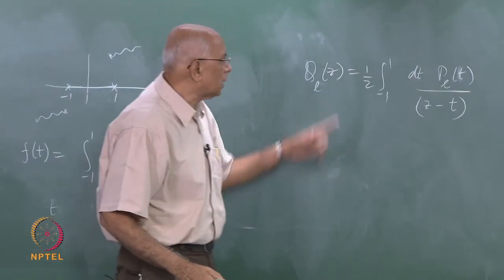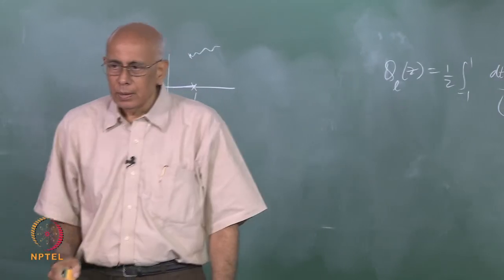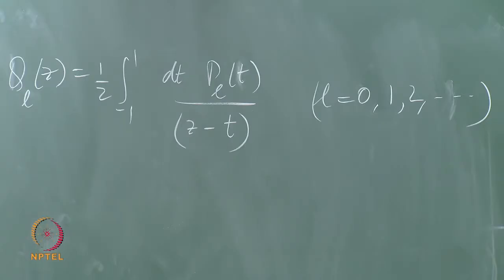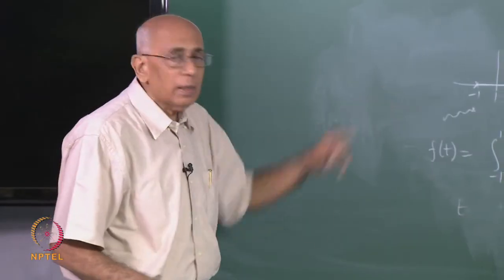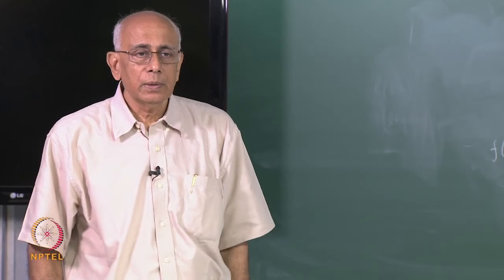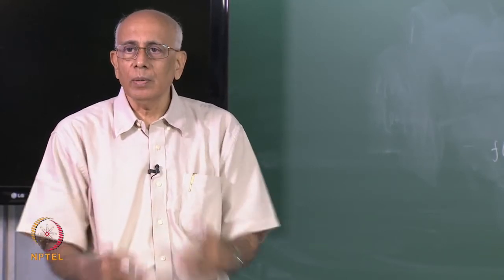What can we say about the singularities of this function as a function of z? Now PL of t is a polynomial, so it has no singularities in the finite part of the t plane, but the integrand has a simple pole at t equal to z. There is no question of pinching here, there is only one singularity.